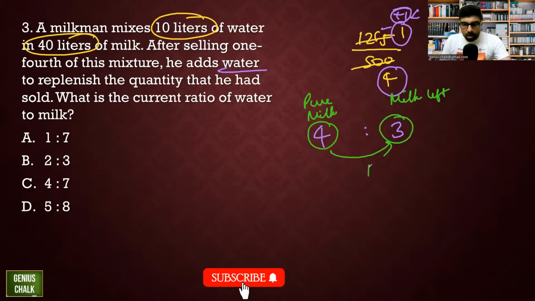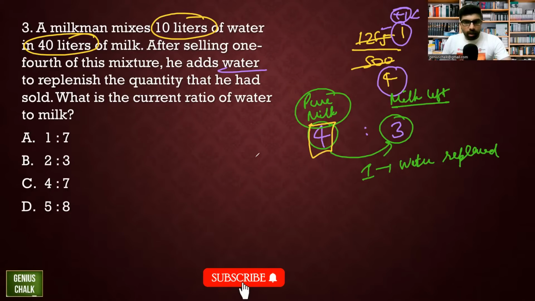That means what is the amount of water present? So if milk left is 3, it was purely 4. That means 1 must be the water replaced, right? So what is asked? 4 is the pure milk, and 3 is the milk left.